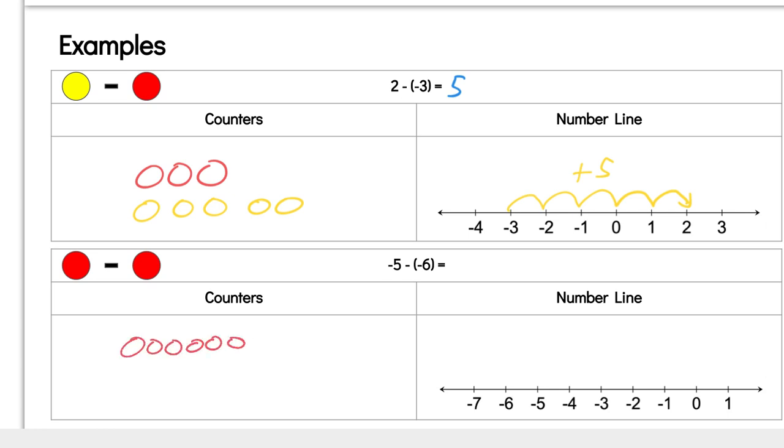And what do I need to add to get to -5? Well, if I add 1, now I've got a zero pair and I've got -5. So I really just needed to add 1. On a number line, it looks like this. I start at -6. I add 1 to get to -5, and that's my answer right there.